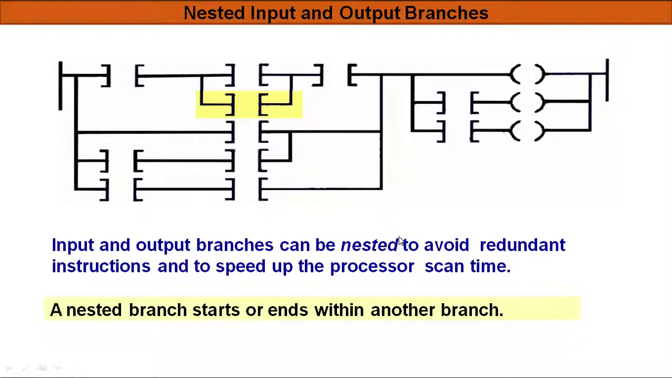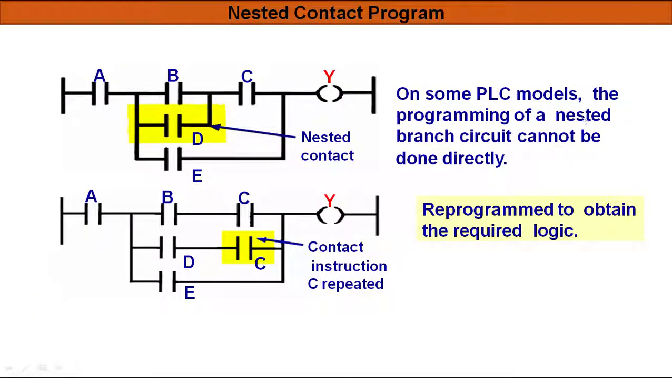Input output can be nested to avoid redundant instruction and to speed up the processor scan time. A nested branch starts or ends with another branch. It should start from here, but it can be the end of another branch. Nested contact program. You can say nested contacts are here. Nested instruction, you see, is repeated. You see, this is repeated here. It's nested, is it not?